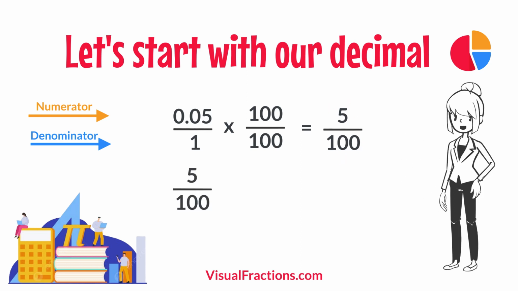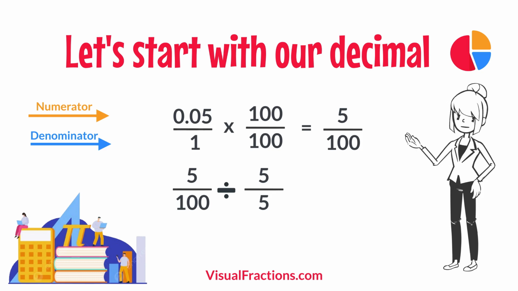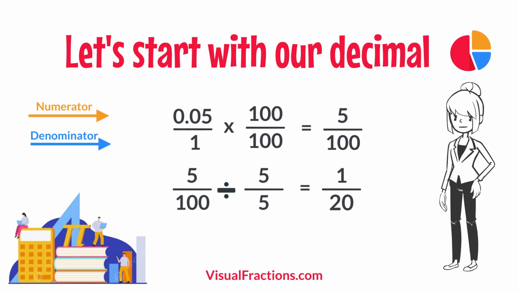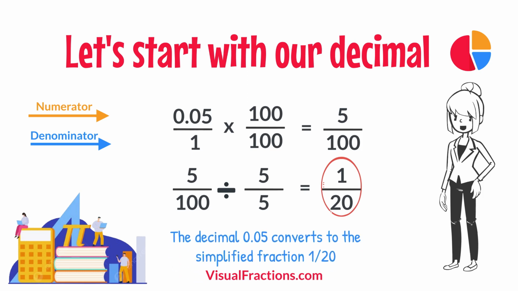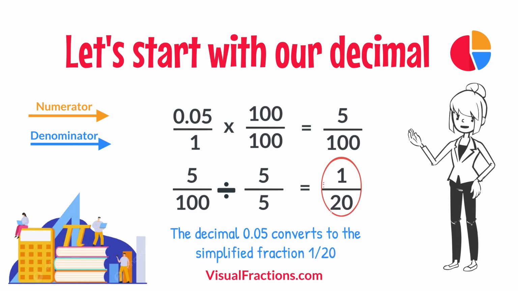Next, we simplify. Both the numerator and the denominator in 5/100ths are divisible by 5, the greatest common divisor. Divide 5 by 5 to get 1 and divide 100 by 5 to get 20. So, 5/100ths simplifies neatly to 1/20th. And there you have it. The decimal 0.05 converts to the simplified fraction 1/20th.